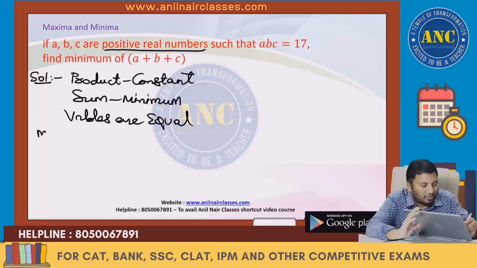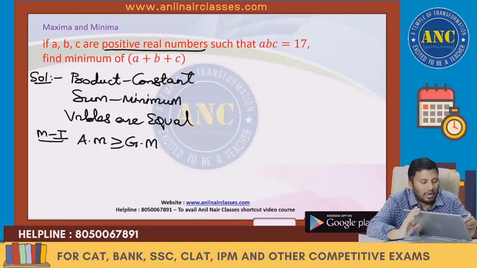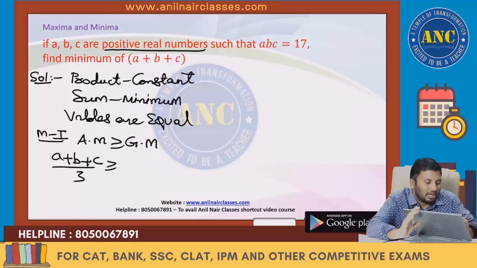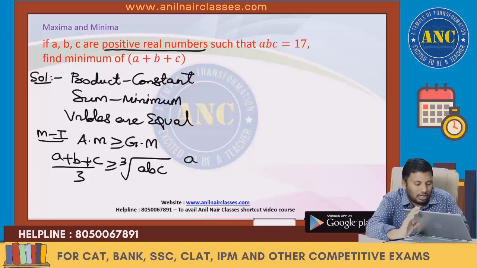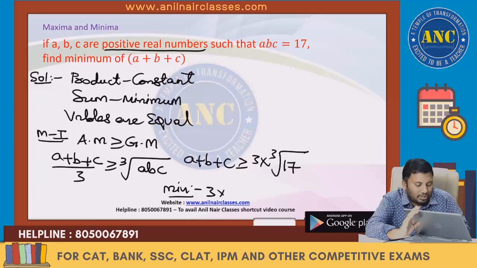So method one is AM greater than or equal to GM. The proof is derived from this only. a plus b plus c divided by 3 is greater than or equal to the cube root of abc. So a plus b plus c is greater than or equal to 3 into the cube root of 17. So what is the minimum value? The minimum value is 3 into the cube root of 17.